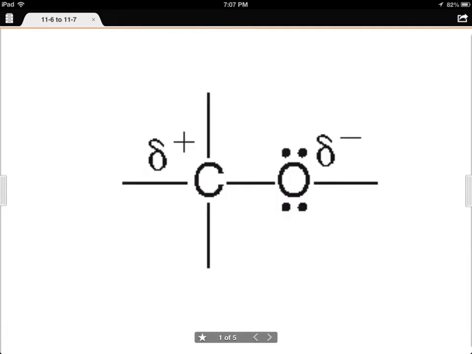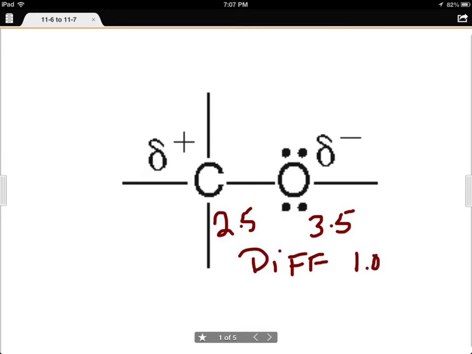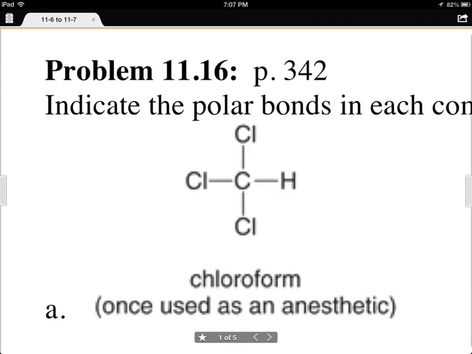So back again to our bond here, carbon has an electronegativity value of 2.5, oxygen has an electronegativity value of 3.5. The difference there is 1, making that a polar covalent bond. So just write polar covalent there. So that's what polar means. Here's a question at the bottom of the page. It said, indicate the polar bonds in each compound. Label the bonds with a delta positive and delta negative.